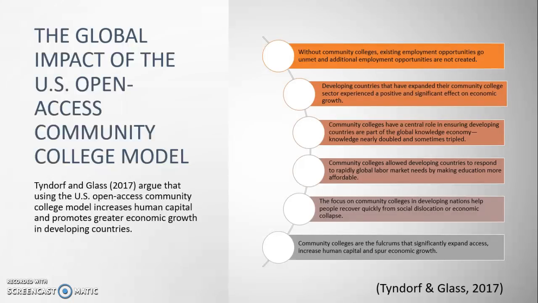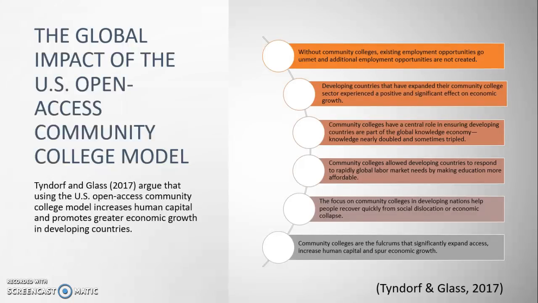Now, something very interesting that was found in this research was that open access community colleges in the United States are not only impacting the local, state, and national economy, it is expanding globally. The open access community college model is being adopted across the globe in disparate and developing countries. Tindorf and Glass argue that the U.S. open access community college model is increasing human capital and promoting greater economic growth in developing countries.